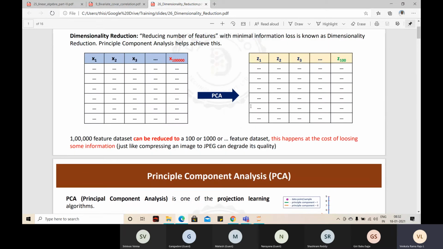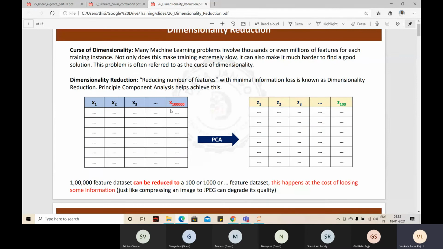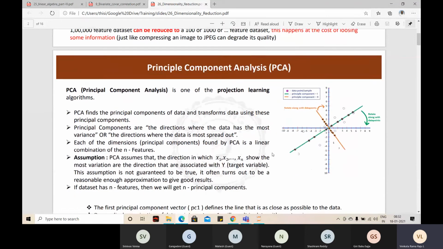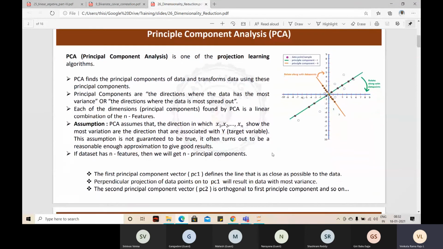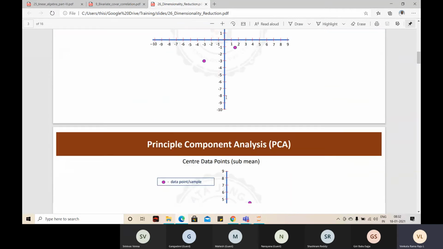So the point is, we have big data. We are trying to reduce the number of columns so that the model building activity becomes easy. So the PCA algorithm helps you reduce the dimensionality. How does PCA reduce the dimensionality? Principal component analysis is one of the projection learning algorithms. You call it projection learning. What is projection learning?